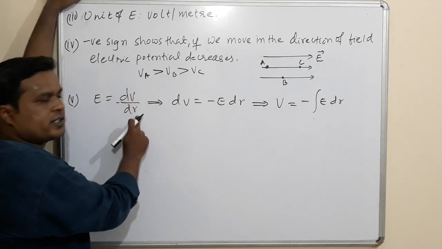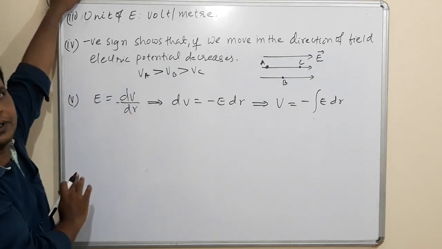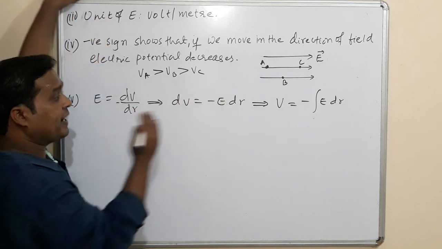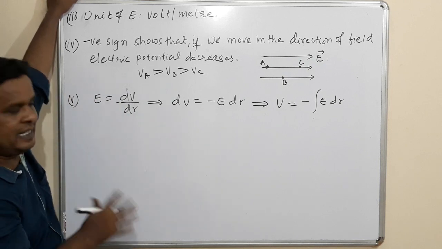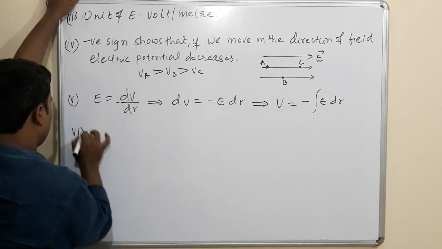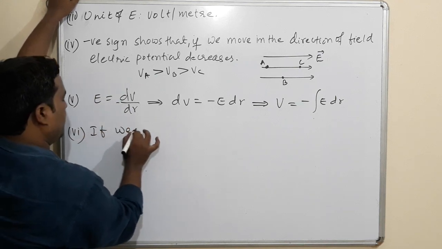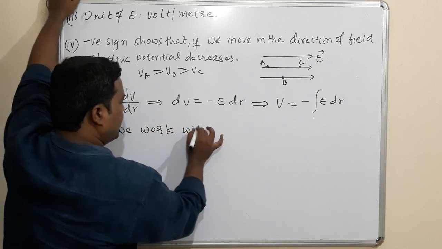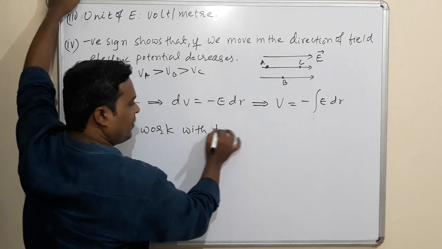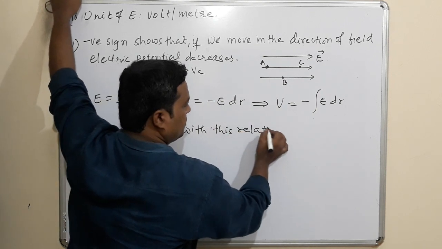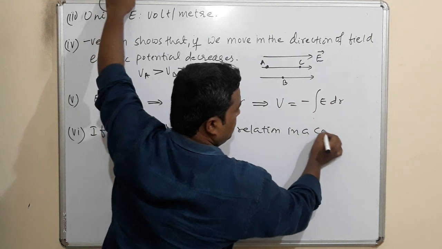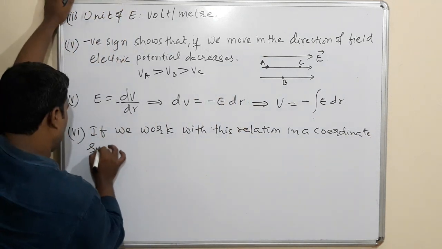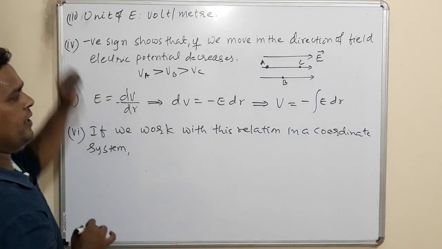By differentiating potential you will get electric field. That means this relation can be used in both ways. If E is given, we can find V. If V is given, we can find E. If we work with this relation in a coordinate system where we have all three coordinates x, y, z.